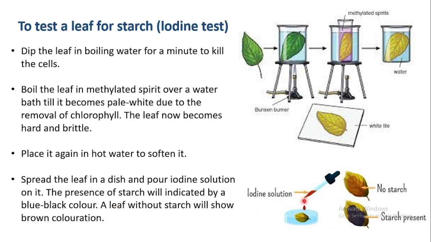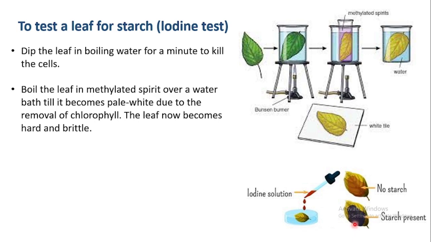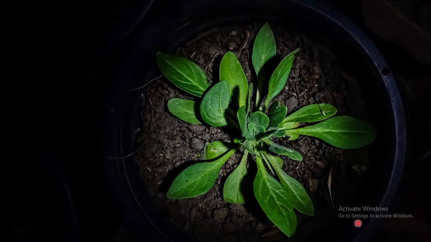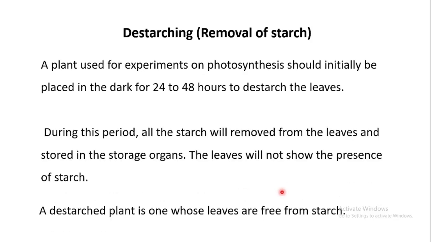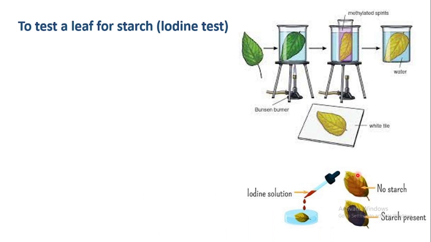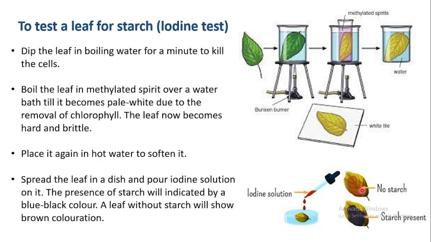So children, if you take a leaf directly from a plant which is there in the sunlight, then you will see that starch will be present in it. But if you take a leaf from a plant which has been de-starched for 24 hours, then the leaf will show brown coloration. Is that clear to you?